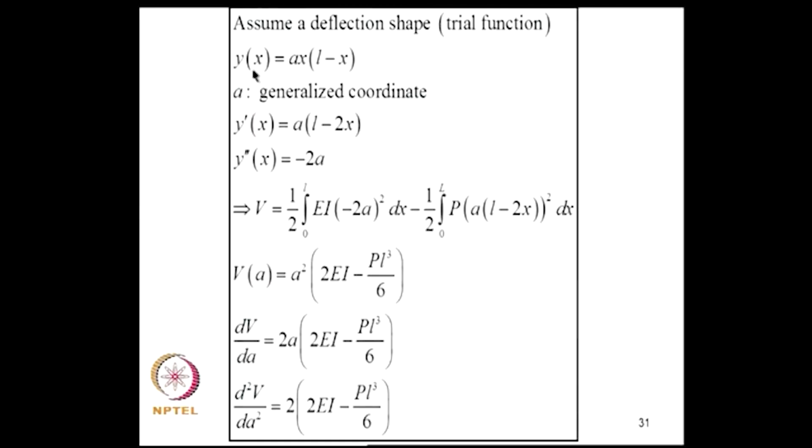So, we start with a trial function. For example, if I take y of x to be Ax into L minus x. As you can see here, at x equal to 0, y is 0, and at x equal to L, y is 0. So, at least the geometric boundary condition is satisfied. This A is the generalized coordinate.